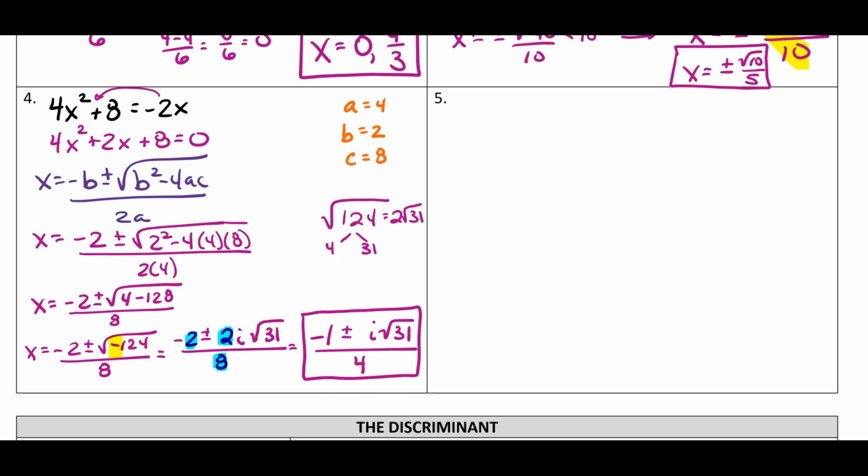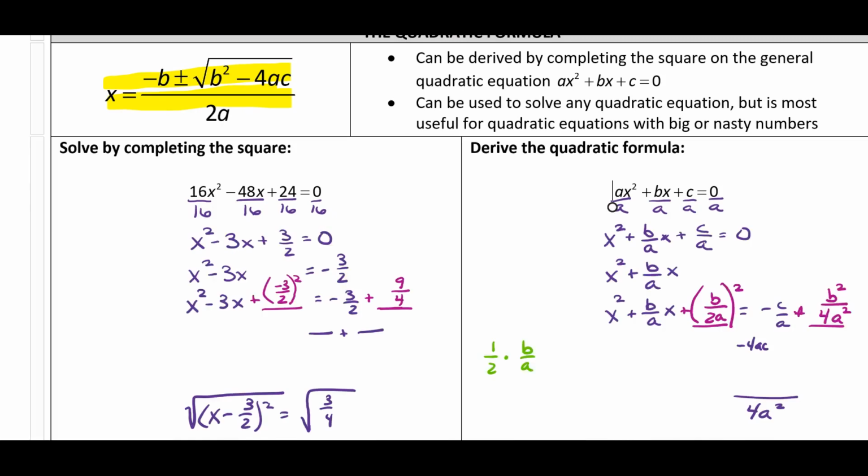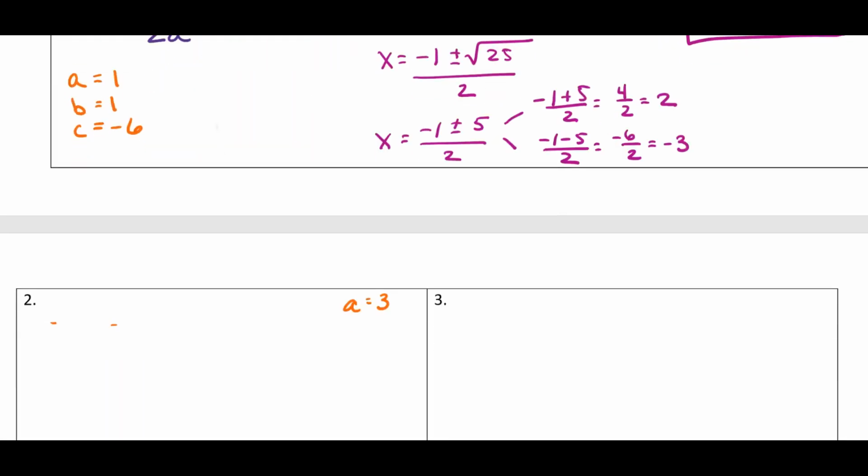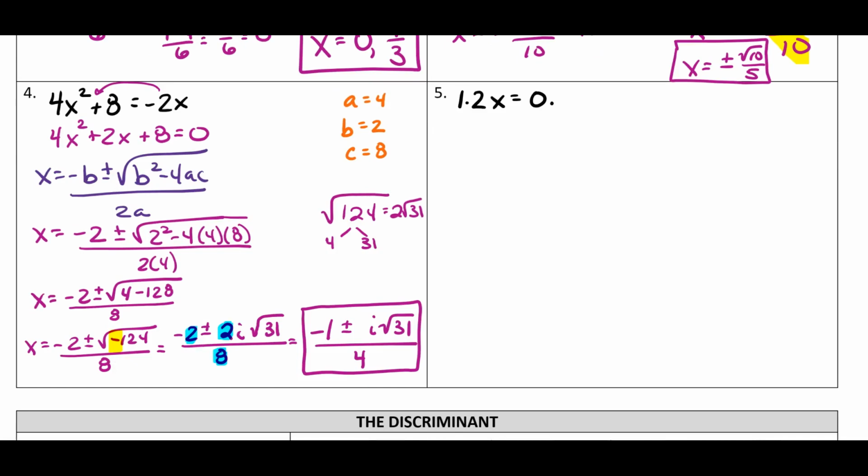So number 5, 1.2x equals 0, sorry about that guys, went a little haywire. All right, let's try that again. Number 5. 1.2x equals 0.2x squared plus 0.6.